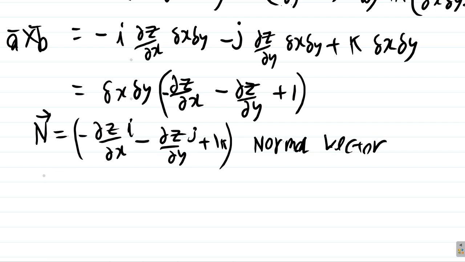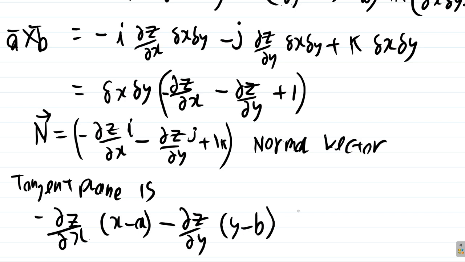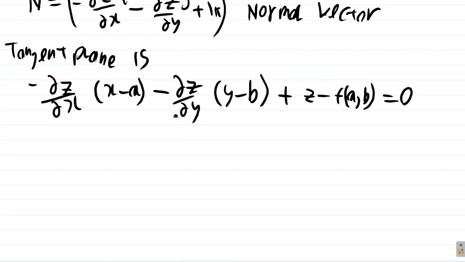This is a normal vector. Now the tangent plane is, they said, minus ∂z/∂x times (x minus a). Remember. Alright, so we'll come to that later. Minus ∂z/∂y times (y minus b), plus (z minus f(a, b)), and that is equal to 0. That's how it's sometimes written.